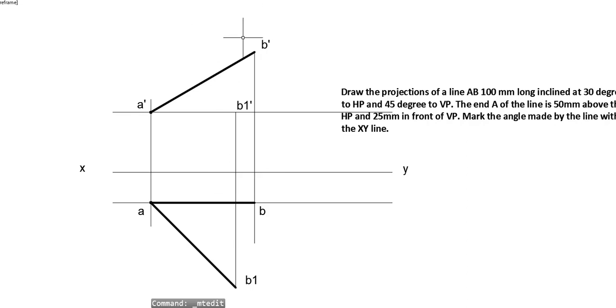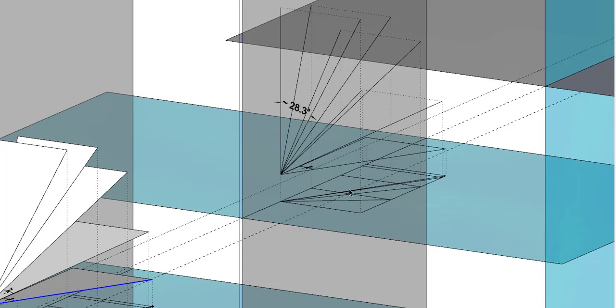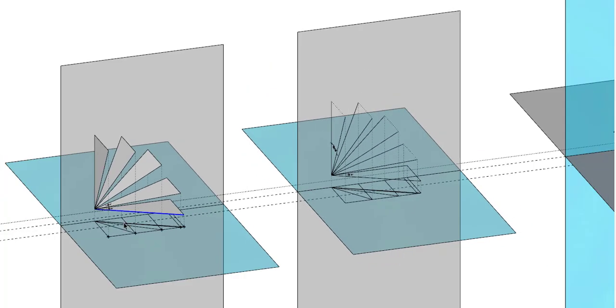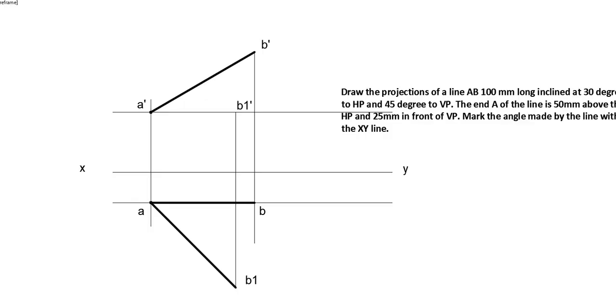Now you have to go back to what we learned in the 3D model, that is the concept of the locus line. Because if you have kept a point there, a line there, and its inclination with one of the planes is fixed and with the other plane it is varying, in the projection you will get a locus. So you have to keep that in mind when you are drawing this.